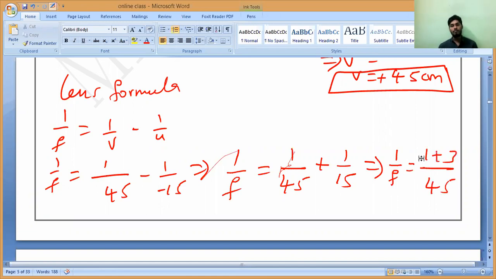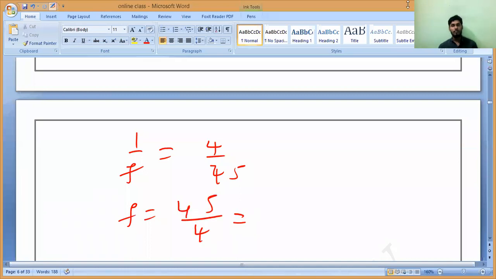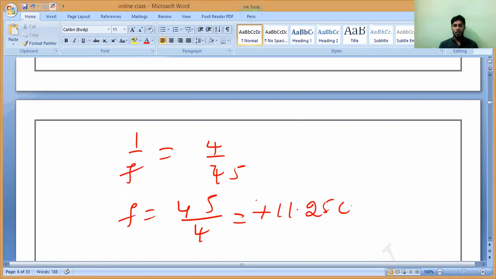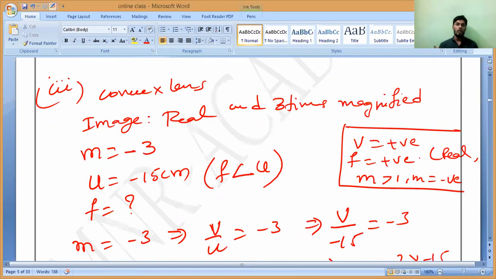So now 1 by f is equal to 4 by 45, and f is equal to 45 by 4, which is 11.25 centimeter. This answer is less than the object distance, so it is accepted. Our answer is correct. Is f positive or negative? Converging, so positive. That is our answer.